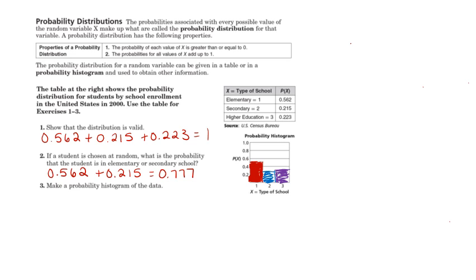So the probability distribution just tells you the probability of each thing occurring. It should add to 1 because it should be 100% probability that at least one of those things happens. And if we want to know the probability of more than one of those things happening, you would add them together.